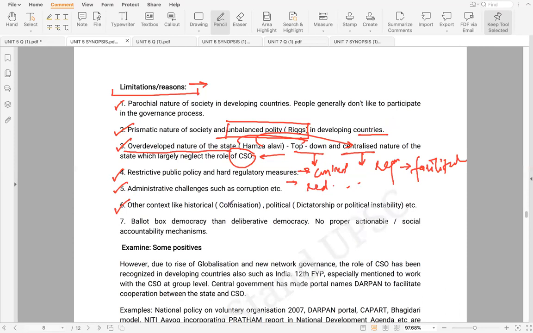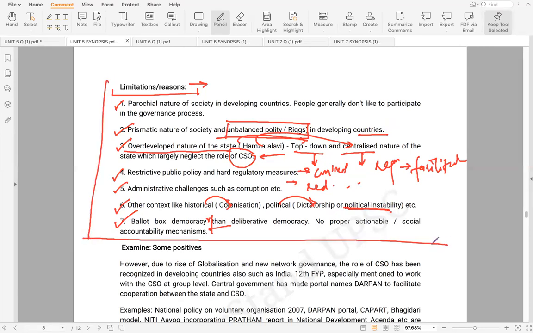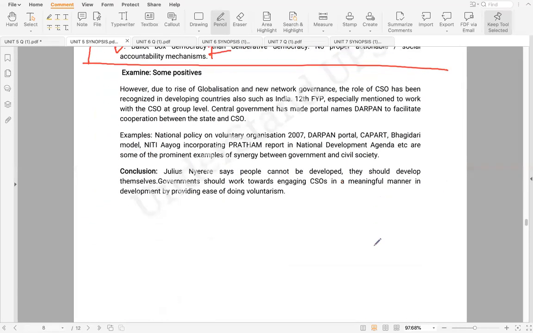Other contexts like historical, in terms of a colonial past, and political, for example, some developing countries usually have political instability surrounding them, for example, our neighbors, etc. Ballot box democracy rather than deliberative democracy, there's no proper actionable social audit or accountability mechanisms. These were the reasons why we still say that the interaction between state and civil society has still been neglected.